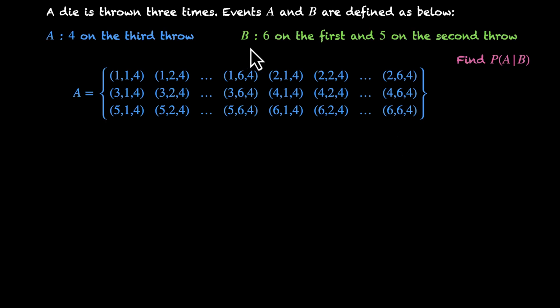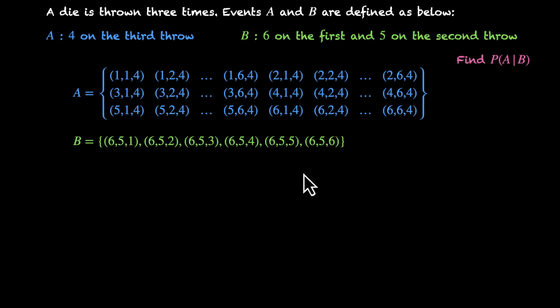What about B? B says 6 on the first and 5 on the second throw. This means you can have 1 to 6 on the third throw, but 6 and 5 are fixed. So this means B has 6 sample points. Now let's talk about A intersection B. A intersection B means 6 on the first, 5 on the second, and 4 on the third throw. There's only one possible outcome here, 6, 5, 4.